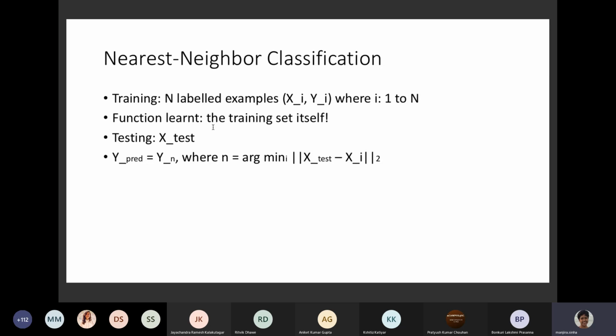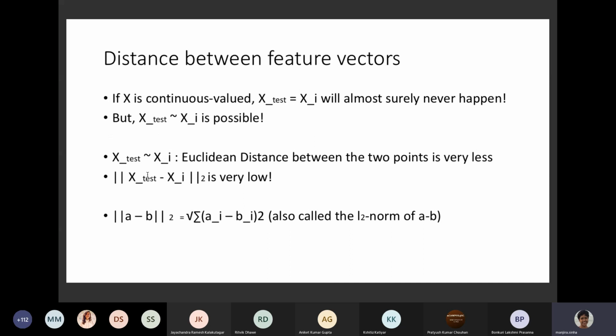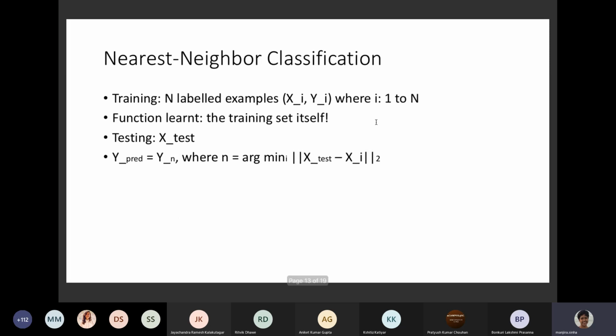And then testing is the X test. We have a new data point and we have to learn the prediction. So how do we learn the prediction? The y hat, that is the label for the data point, will be the y_n or y_i, where this small n is equal to the argmin of the norm of x test minus x_i, that is the L2 norm or the Euclidean distance, as we have just seen. The Euclidean distance between the x test and all the n data points, for which one the distance will be lesser, we will take the argument of that. Here argument means the label of that.